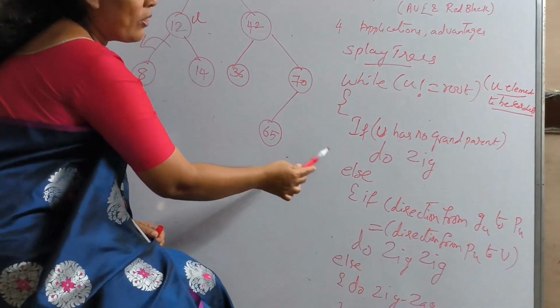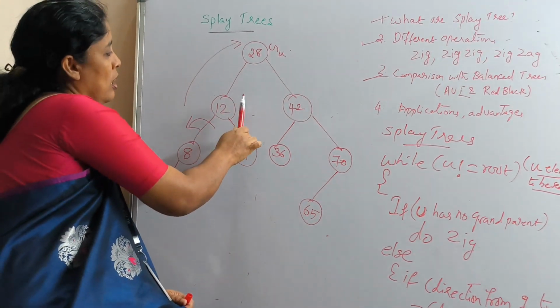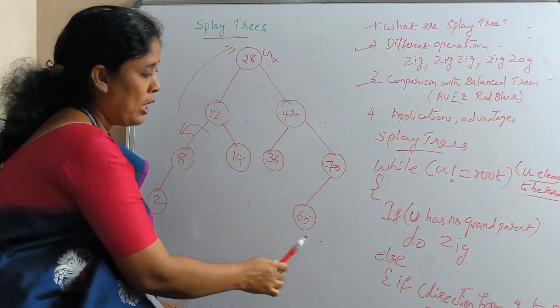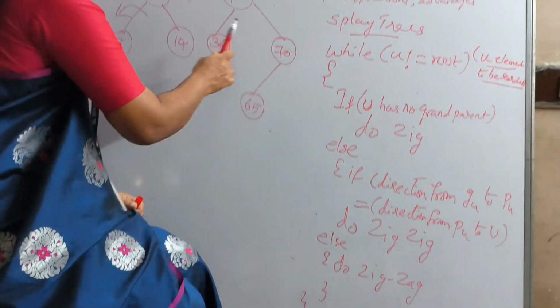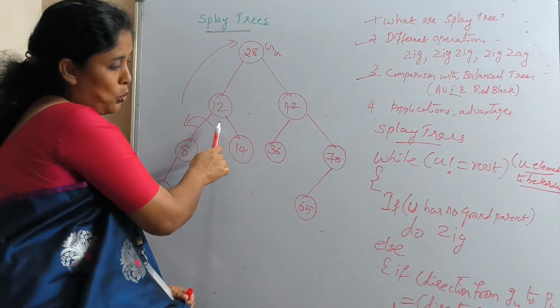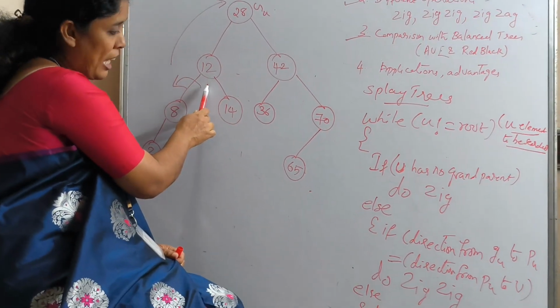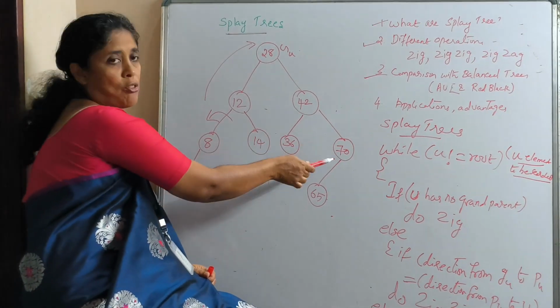Otherwise, if the element you are searching for is not the left or right child of the root, check whether the direction from grandparent of U to parent of U is equal to the direction from parent to U, that is, left or right.